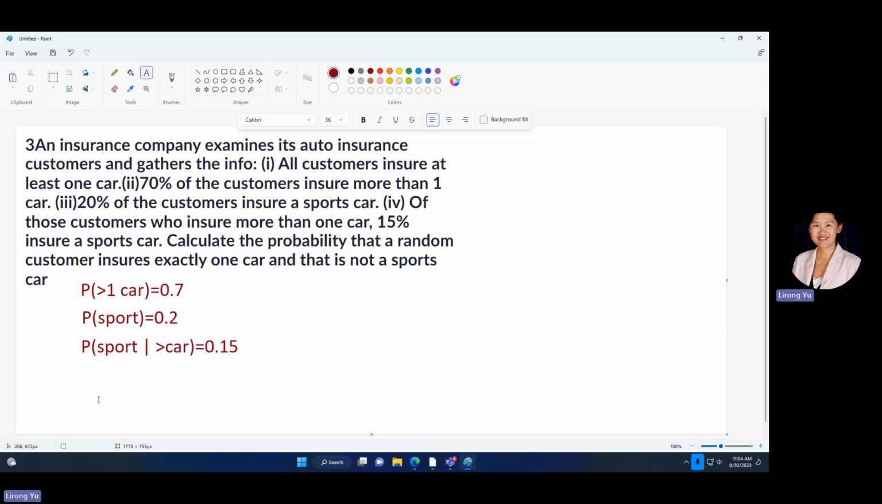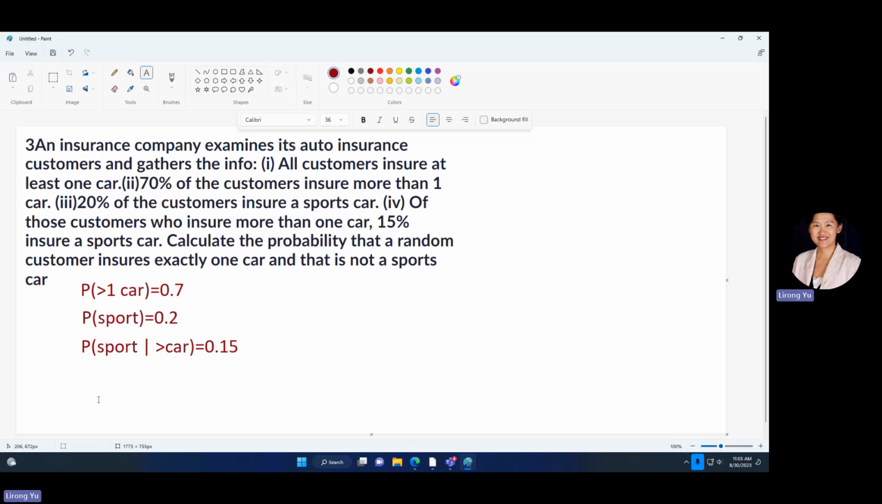So we gradually look at the information, look at the situation. It looks like the story is trying to figure out the relation between two things. Number one, insuring more than one car. Number two, insuring a sports car. So reading the English description, the verbal written description, at least for me, I always try to organize information in a more concise way.